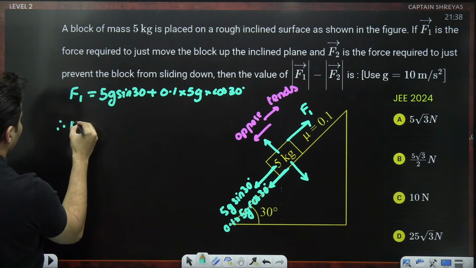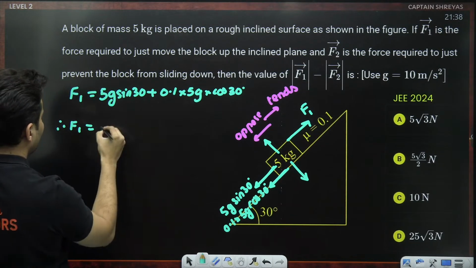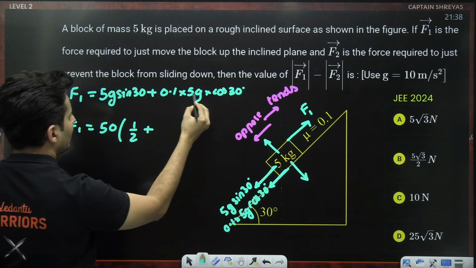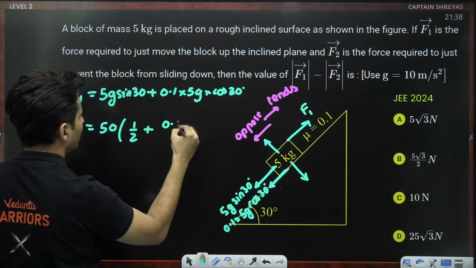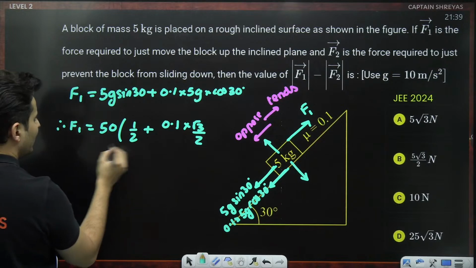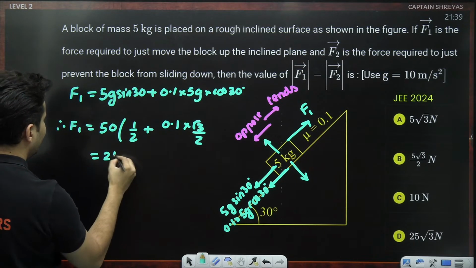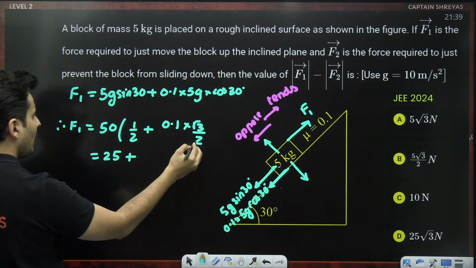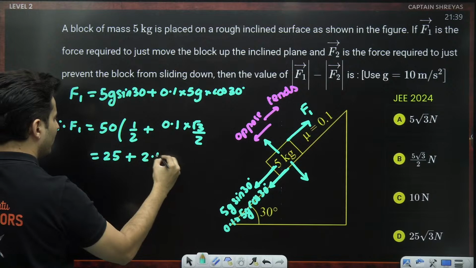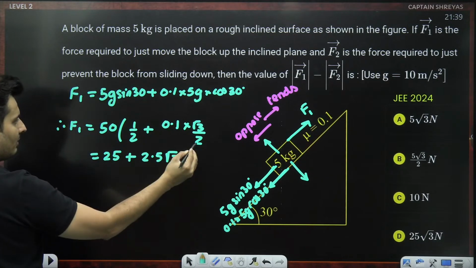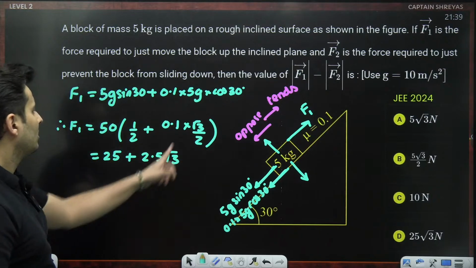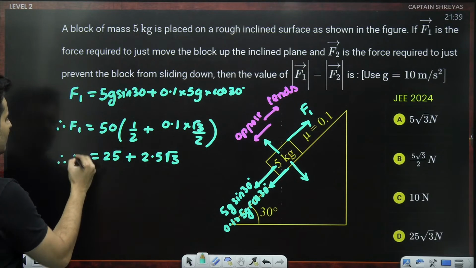So what is the value of F1 then? 5g is common, which is 50. Sine 30 is basically half, plus 0.1, I'll just put it as it is. Cos 30 is basically root 3 by 2. So you can write this as 25 plus, what will happen? 50 by 2 is 25, multiplied by 0.1 will make it 2.5. So root 3 remains as it is. So that is your F1.